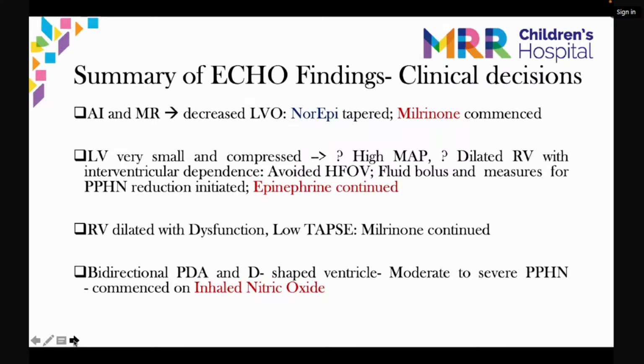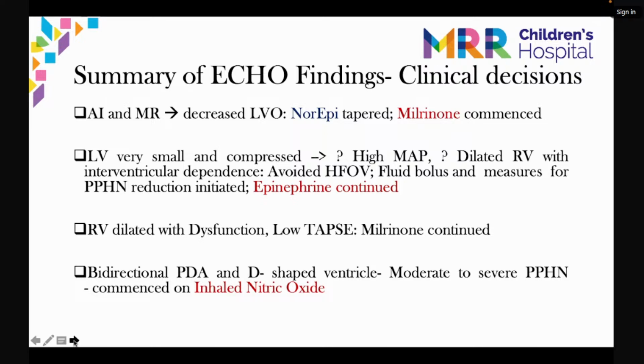The LV was small and compressed. This could have been secondary to the high ventilatory pressures that were required to ventilate this lung. This could have been because of the dilated RA and the RV and because of the interventricular dependence. So HFOV was avoided in this particular case to avoid continuously high distending pressures. A fluid bolus was given cautiously in this child, and further measures to bring down the RV pressures and hence help in the LV opening were made.